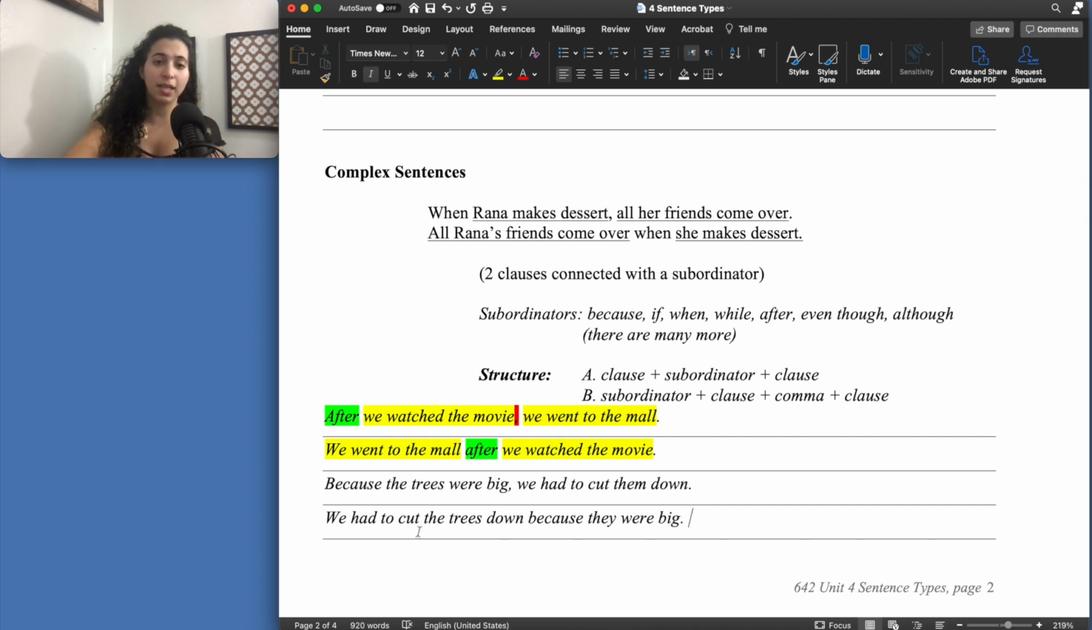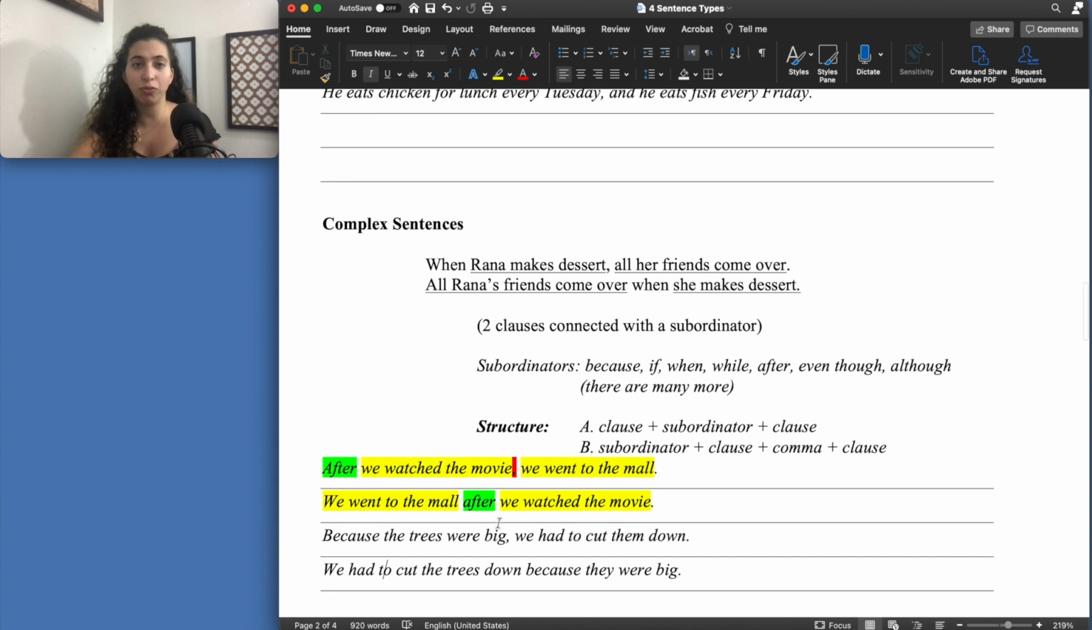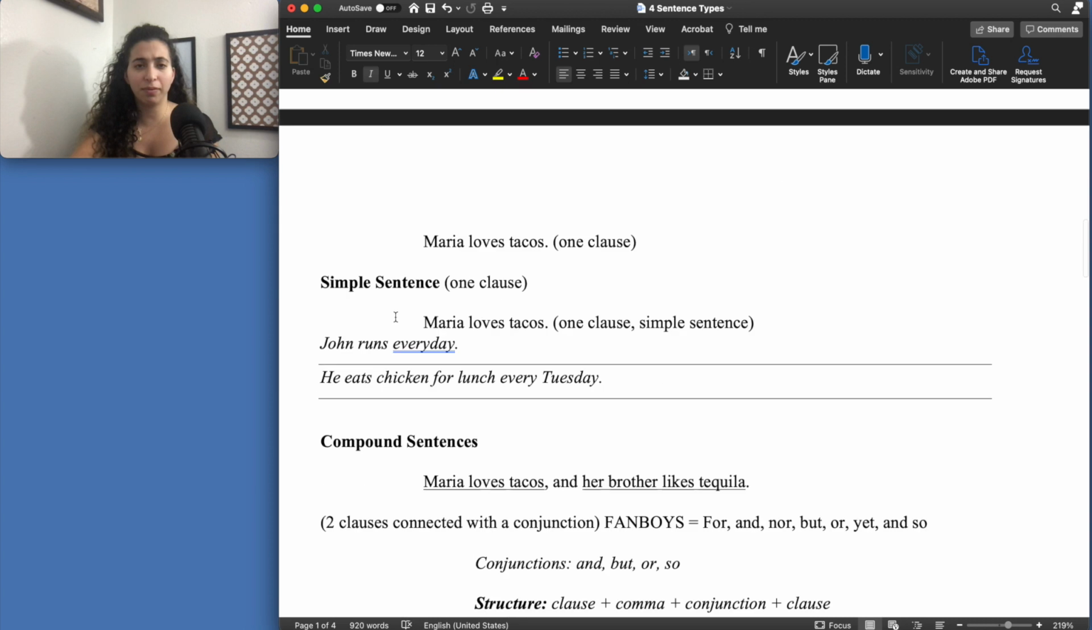Notice here that what I did was I put the trees first and not at the end, because we're introducing something, and here we know that them is talking about trees because we said trees first. If we had said we had to cut them down because the trees were big, it doesn't necessarily make sense because we haven't talked about the trees yet, so we don't know what them is. But this is basically the structure for the complex sentences. Again, like we said, very simple.